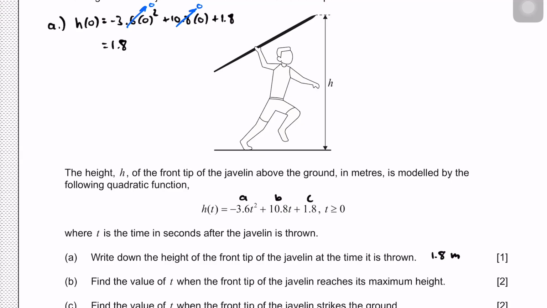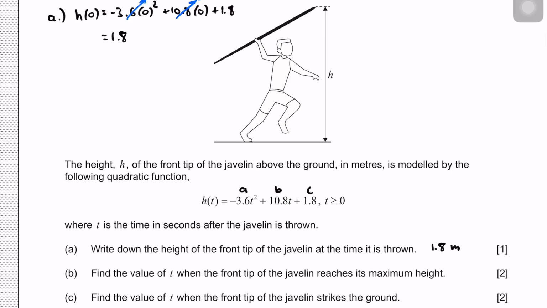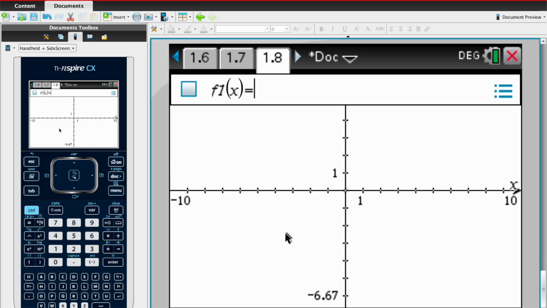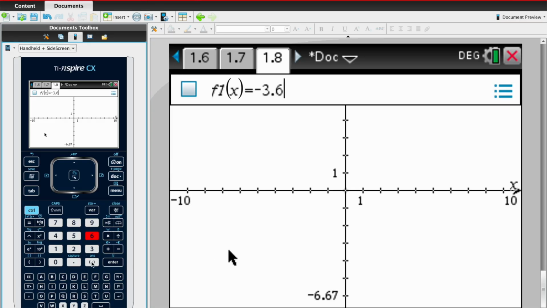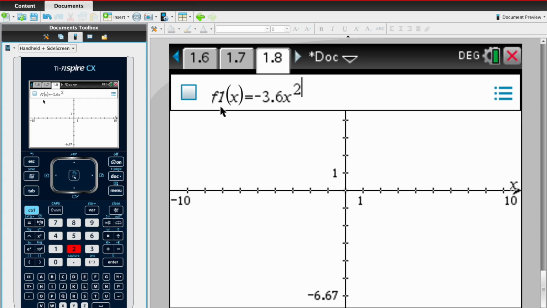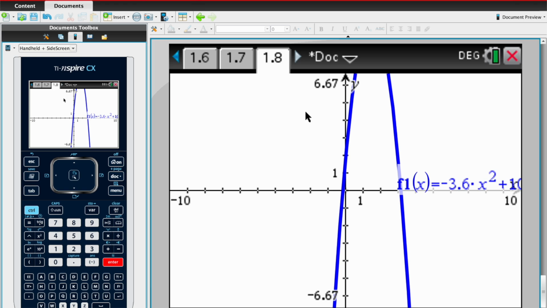But to be honest, the easiest way is just going to be to graph this and find the highest point. Especially since these numbers aren't that large, we won't need to adjust the window too much. So let's graph this. Negative 3.6, we'll need to use x because that's what our variable is in terms of. Negative 3.6 x squared plus 10.8 x plus 1.8. Let's see if all of that is good. Looks okay. I don't think we'll need to zoom out.